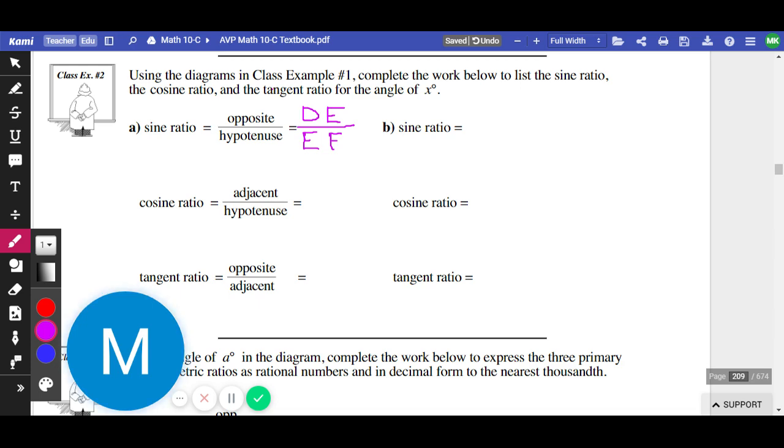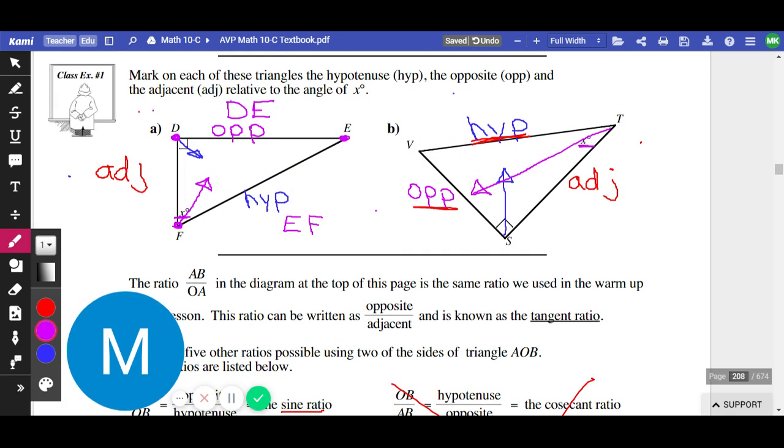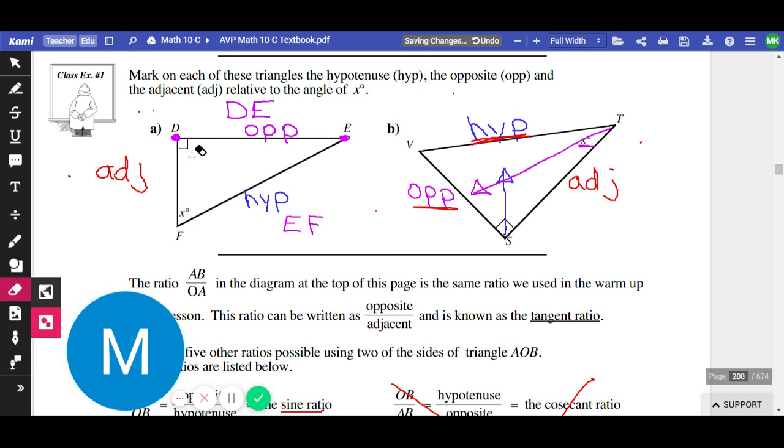The cosine ratio. So if you look up, cosine ratio is the adjacent side length divided by the hypotenuse side length. Looking at this guy, the adjacent side length was from D to F, right? It was this side length right here, DF. So if I wanted to do cosine, adjacent divided by hypotenuse, it would be DF divided by EF.